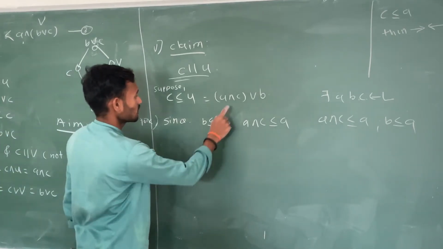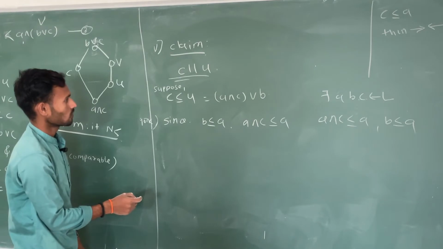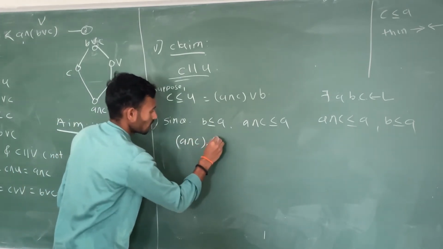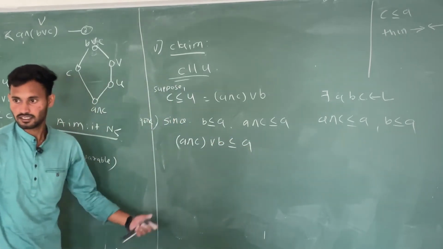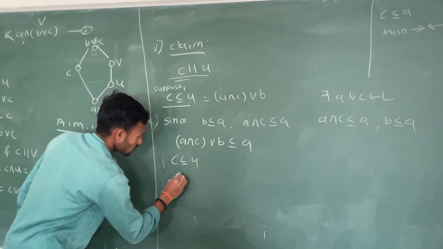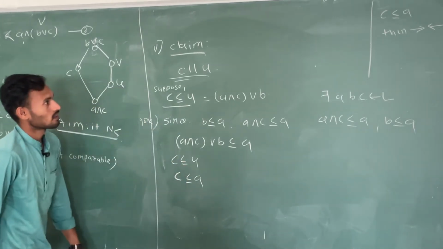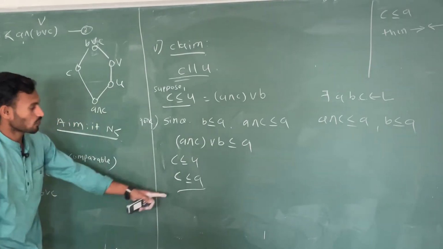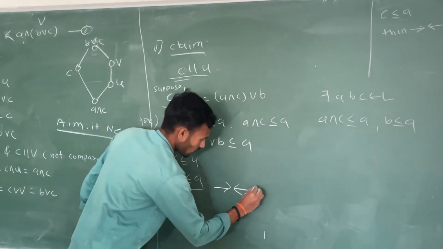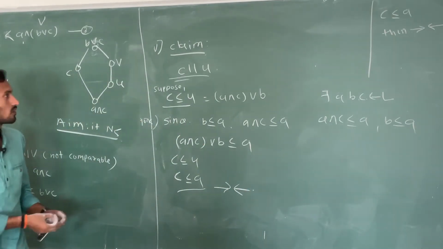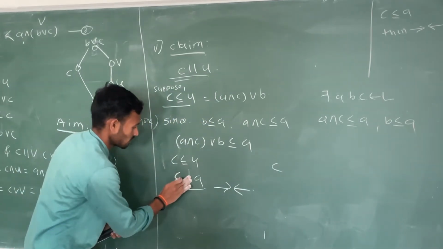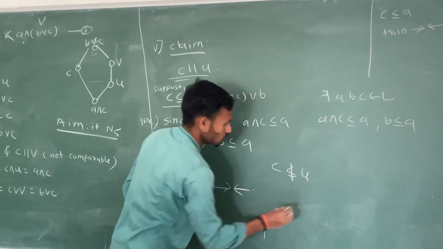From that, what we can say: A meet C join B is less than or equal to A. Yes, we can write, but we assumed C is less than or equal to U, nothing but C is less than or equal to A. So C is less than or equal to A. What we get? Contradiction. So C is not comparable to U.